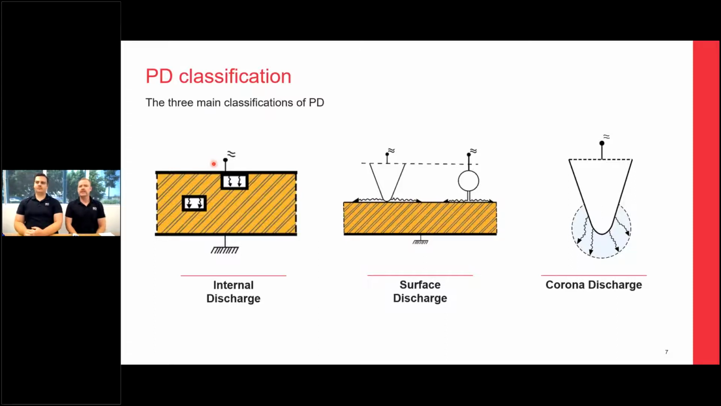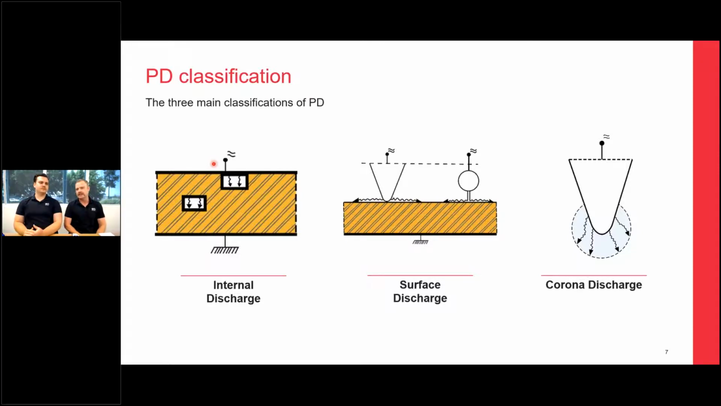The second one is surface discharge. Surface discharge is when you've got PD activity happening on the outside of your insulation system, and that will be caused by sharp points or defects on the insulation itself. It can also be caused by things of another voltage that are close to your insulation, where the clearances are too small and you get a build-up of PD across that gap.